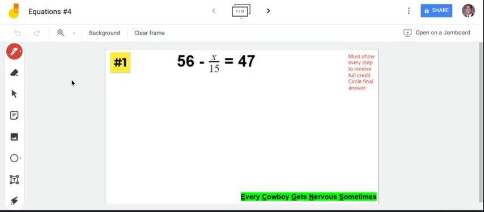Okay, I'm here in equations number 4, Google Jam. In equation number 1, I have 56 minus x over 15 equals 47. Step 1, do I see parentheses? No, I don't. So I move on to step 2, combine like terms.